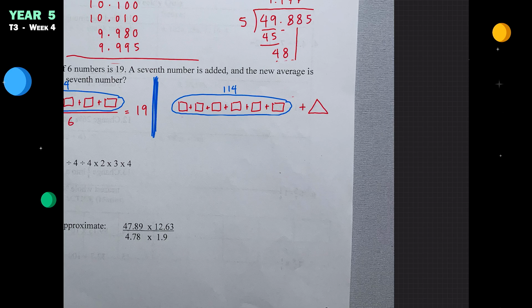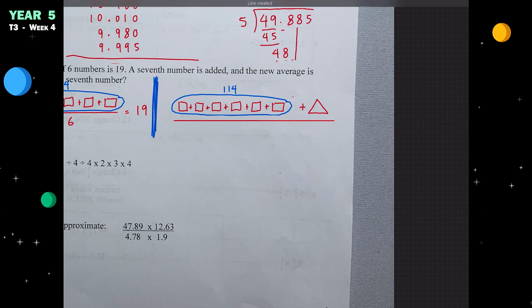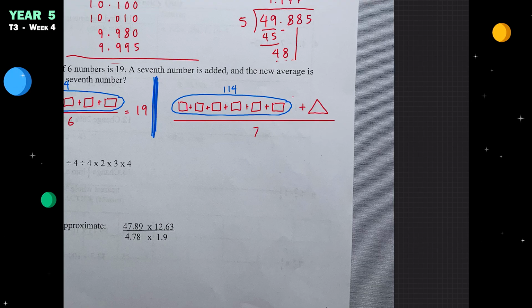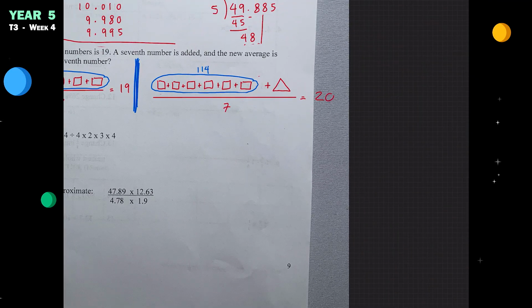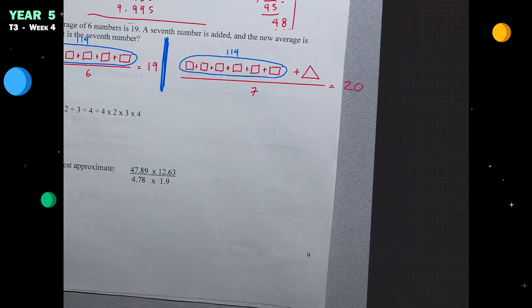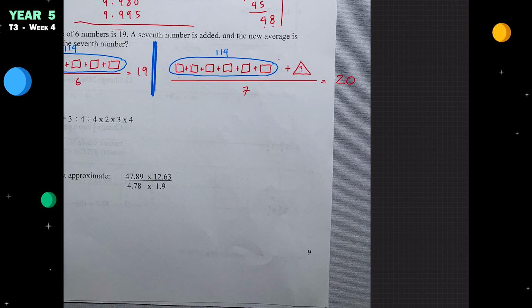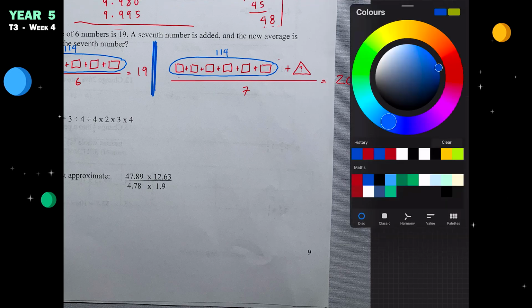Okay. Now, they said that when you find the average of these 7 numbers, so to do the average of 7 numbers, you add them all up and you divide by 7, right? The new average is 20. So what is the 7th number? What is that number there? So first, again, when you have these 7 numbers, I'll put it in green this time.